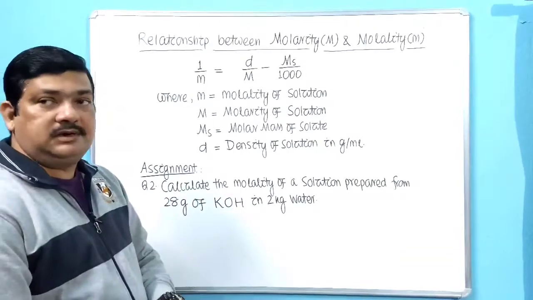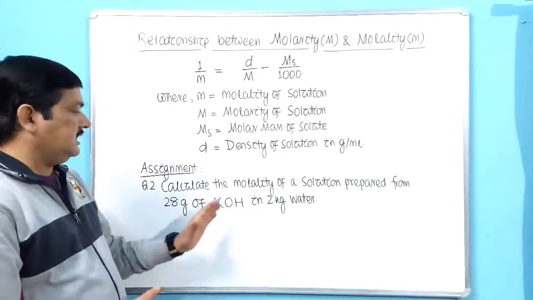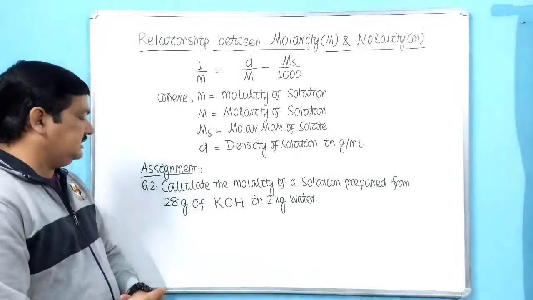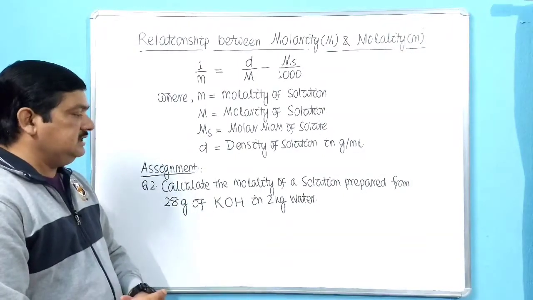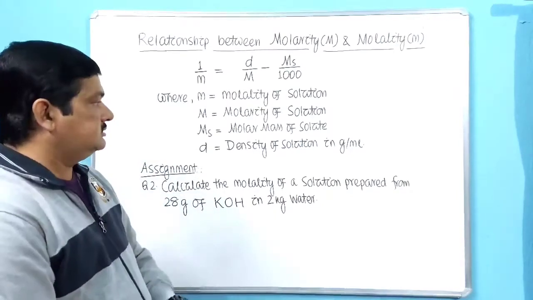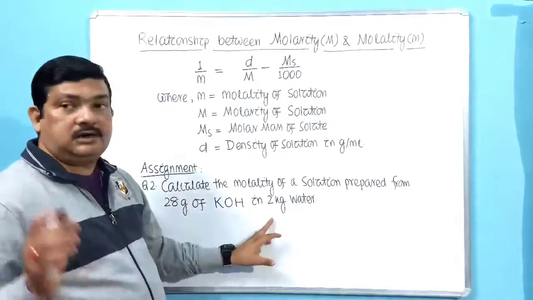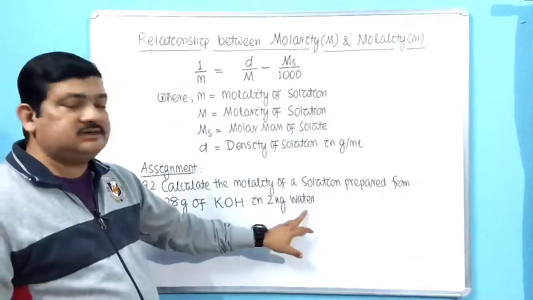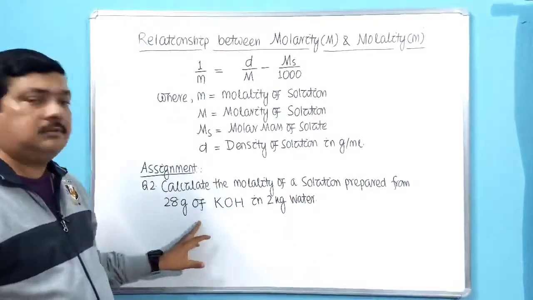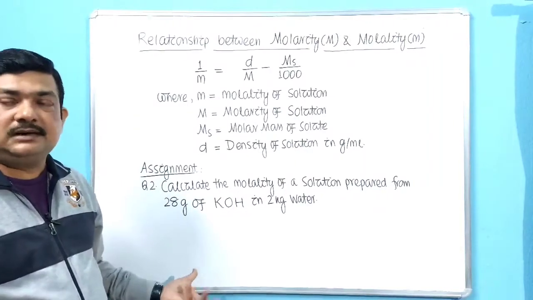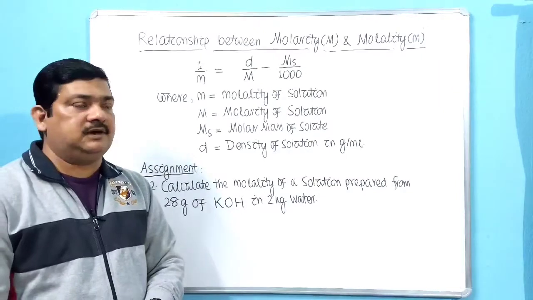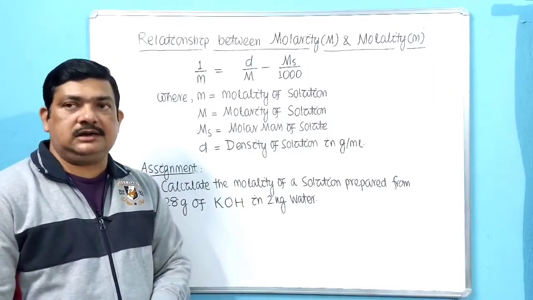Then there is a question for you as assignment question number 2. Calculate the molality of a solution prepared from 28 gram of potassium hydroxide in 2 kilogram water. So what is the solvent here? For calculation of molality, you need to find the mass of the solvent. The solvent given is water. What is the solute? Potassium hydroxide. The mass is given. You know the formula, so you can use it directly to find the molality.